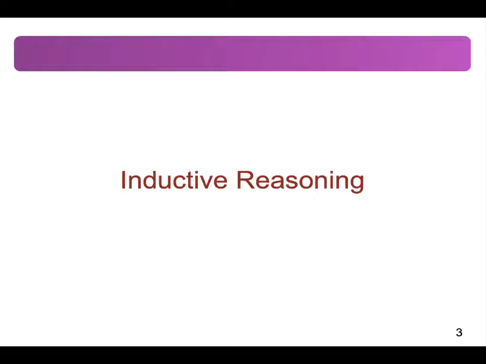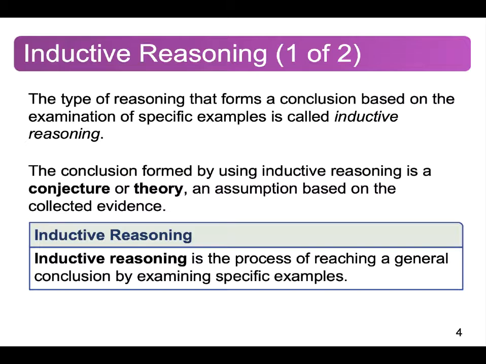We're going to start by looking at inductive reasoning. Inductive reasoning is when you look at specific examples and then use those specific examples to draw a conclusion about the broader picture. Whenever you draw a conclusion using inductive reasoning, you're creating a conjecture or a theory, because it's just an assumption that's based on the collected evidence. So you can think about inductive reasoning as that process of reaching a general conclusion by examining specific examples.